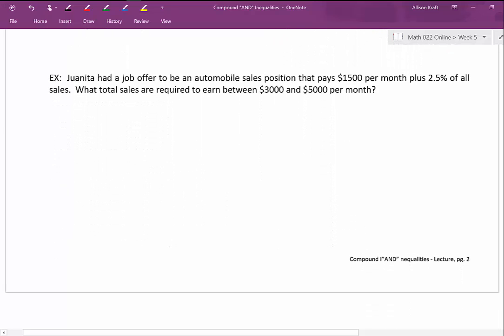The last thing I would like to do is an application problem. Juanita had a job offer to be an automobile sales position that pays $1,500 per month plus 2.5% of all sales. What total sales are required to earn between $3,000 and $5,000 per month? Since they are asking us to find the total sales required to earn a range, that information right there tells me that I'm going to want to write a sandwich inequality.